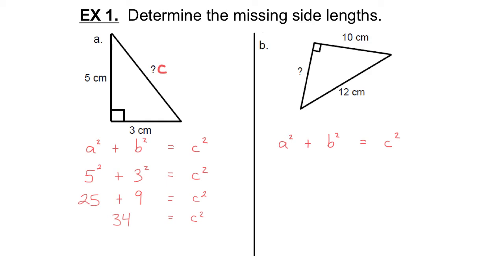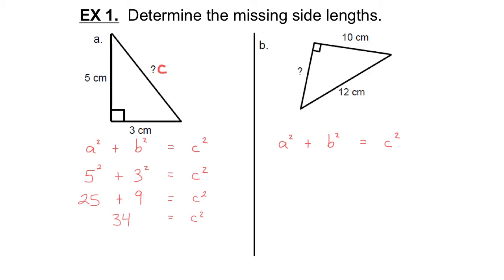A lot of people are going to stop here and think that they're done, and they're going to say, well, the missing side length is 34 centimeters. But take a look here. It's not c equal to 34, it's c squared equal to 34.